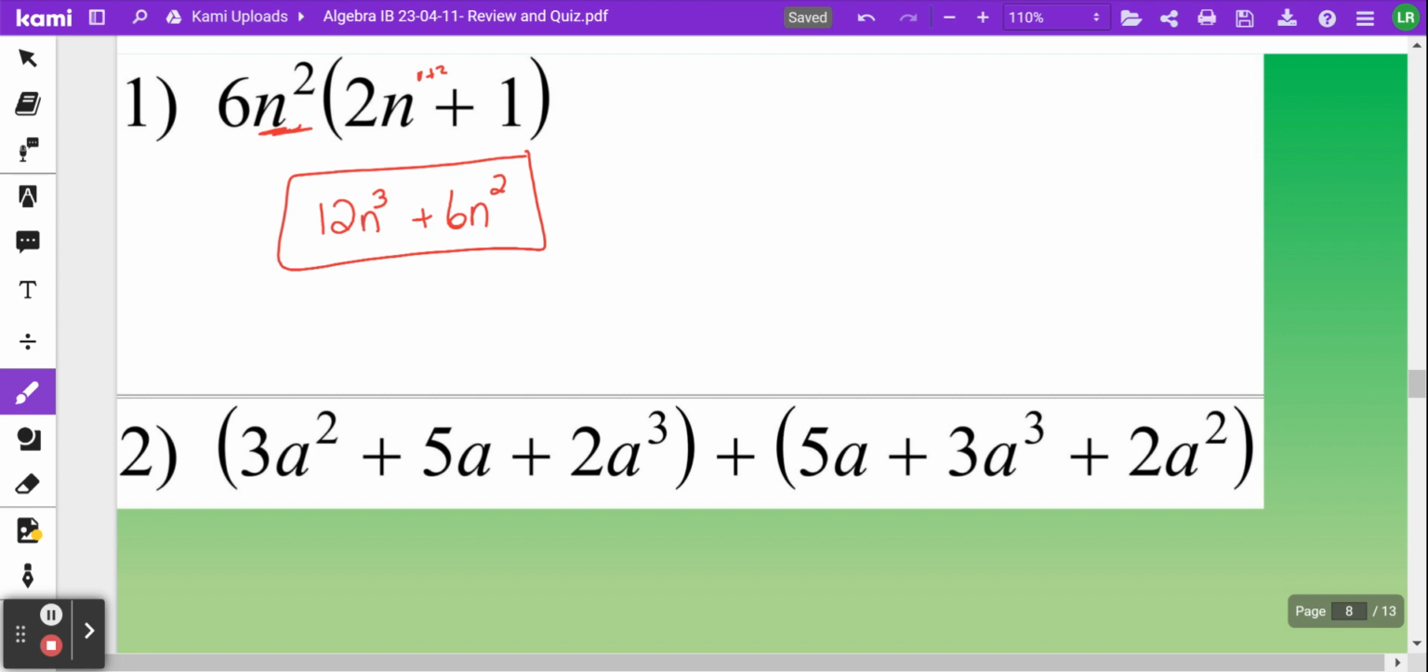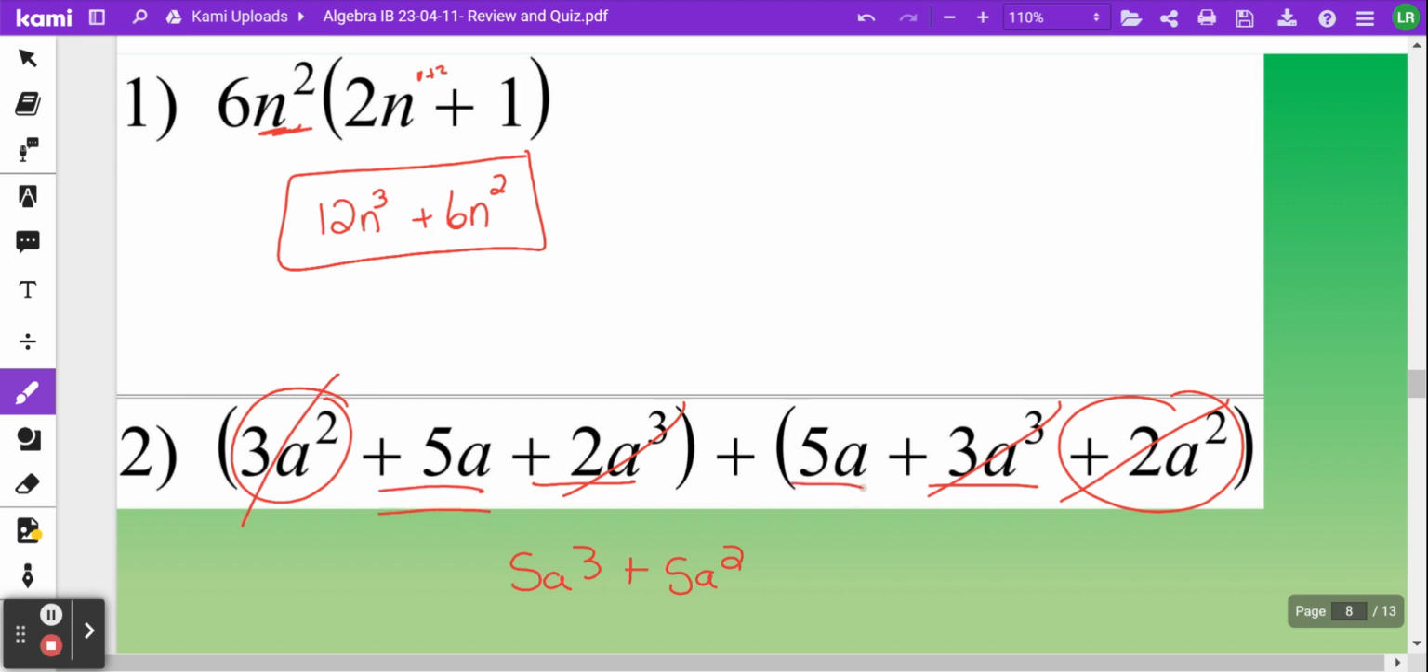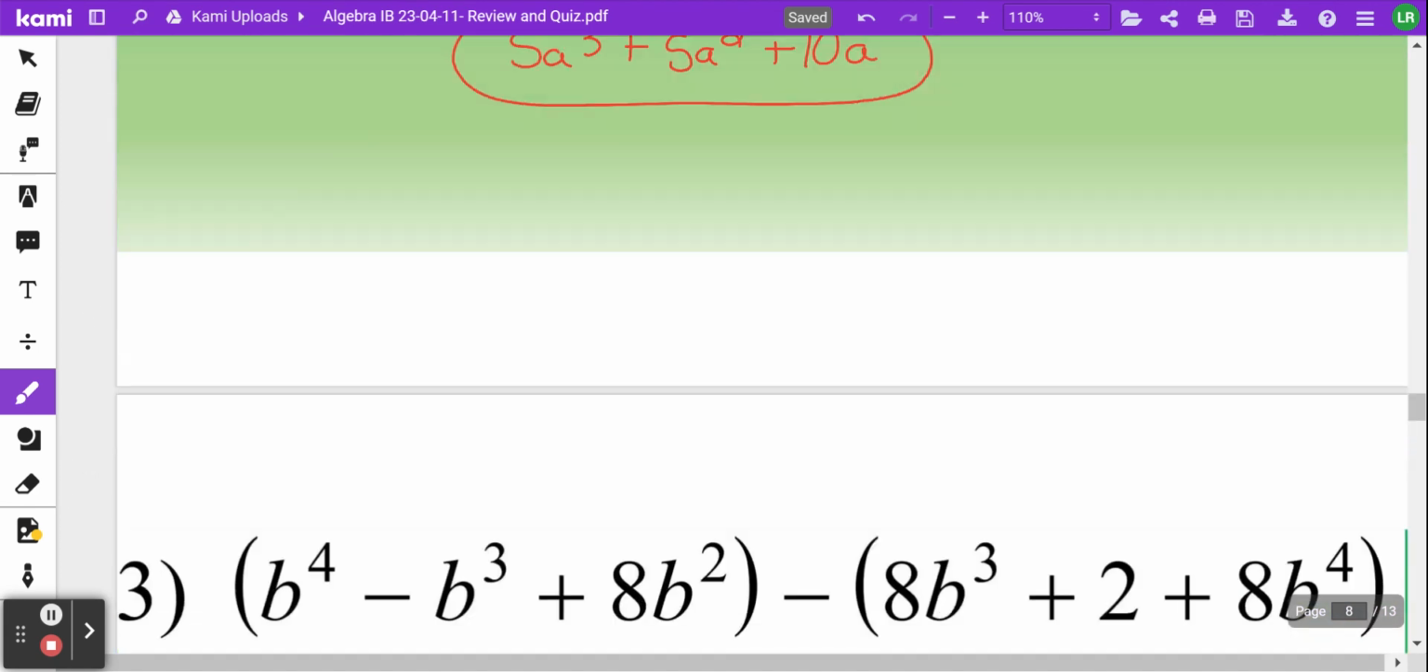For the second one, you do not have to distribute. All you got to do is add up the like terms. So my a to the thirds, 2 plus 3 is 5. My a squareds, 3 plus 2 is 5. And then my a's, 5 plus 5 is 10. Remember, when we are adding, we don't mess with exponents. Okay? All right, let's do another set.